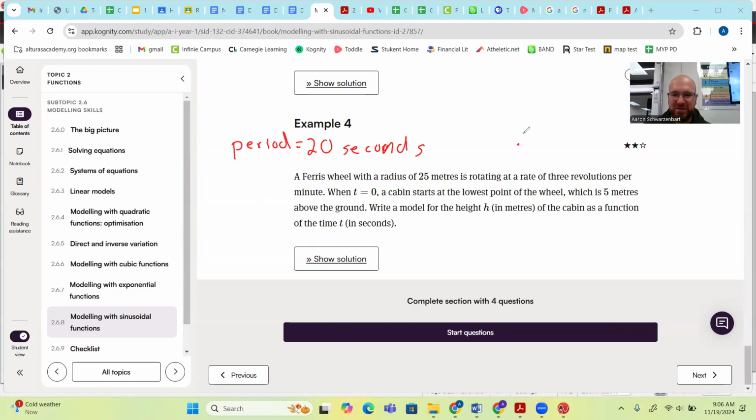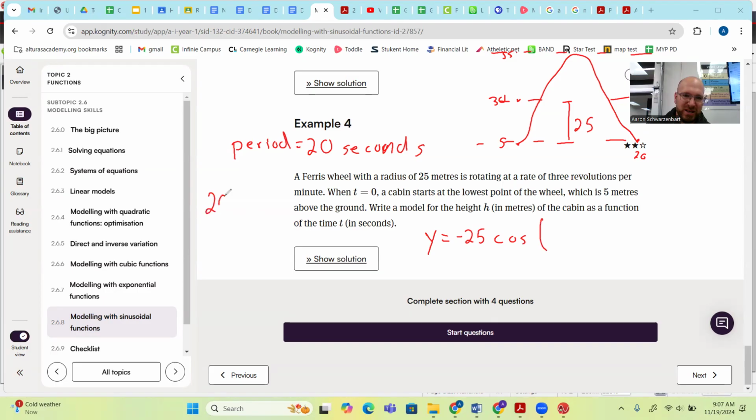So it starts at the bottom at 5. The center is 30. And the top, since the radius is 25, should be 55. It should be back down at 20 seconds. This is 0. So this is a negative cosine. It has an amplitude here of 25, so this is going to be -25. It's a cosine, and it's a negative cosine because it started down. Period 20.